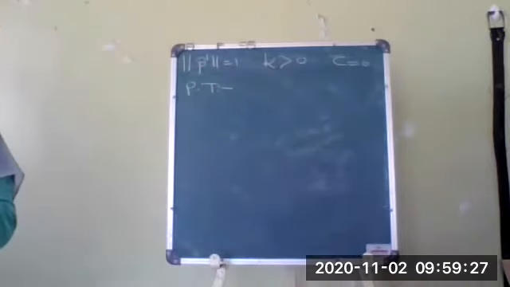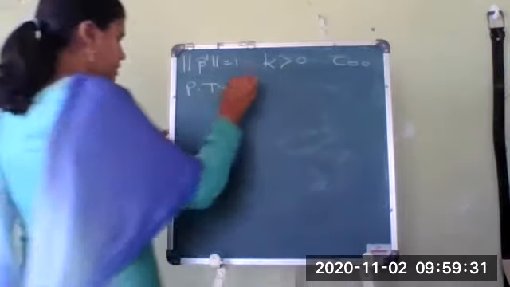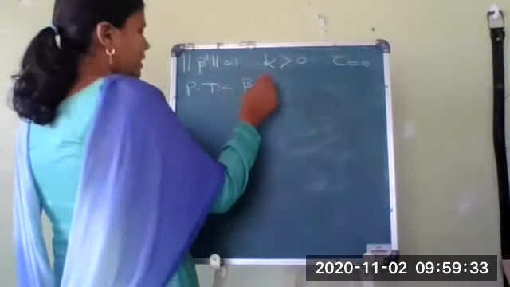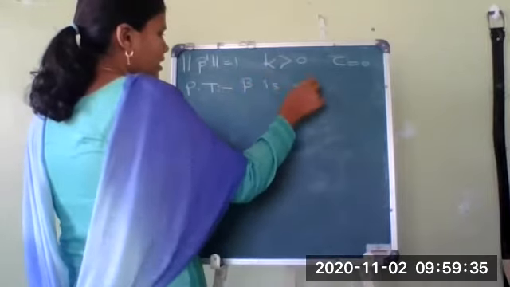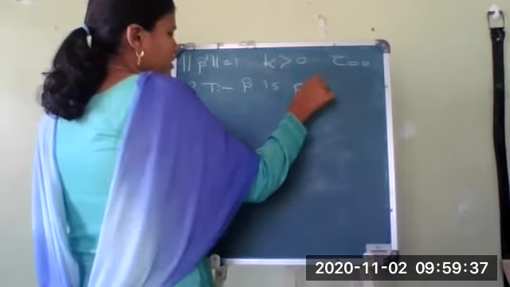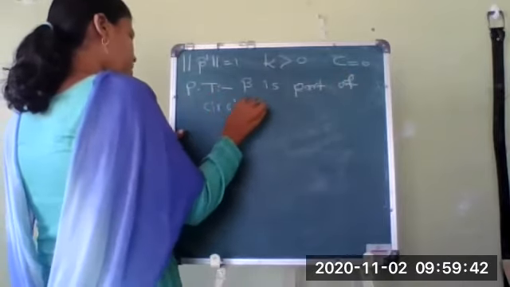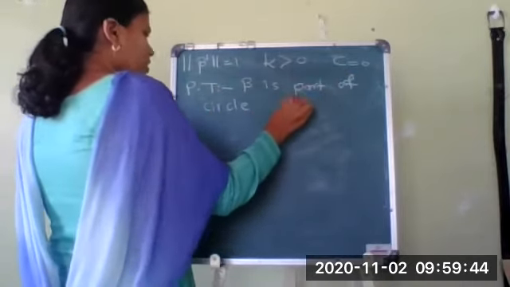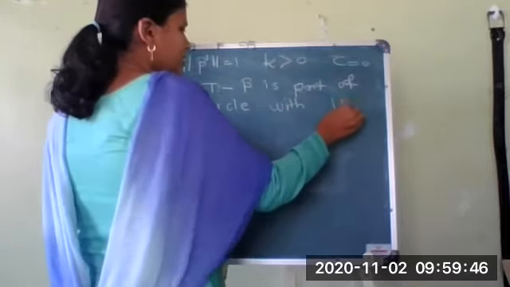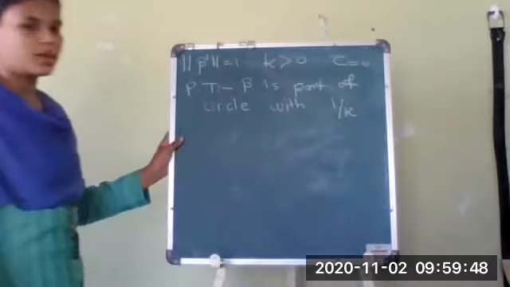What do we have to prove? Beta is a part of a circle with radius 1 upon k. That is, our given curve beta is a part of a circle with radius, what is the radius given to us? 1 upon k.